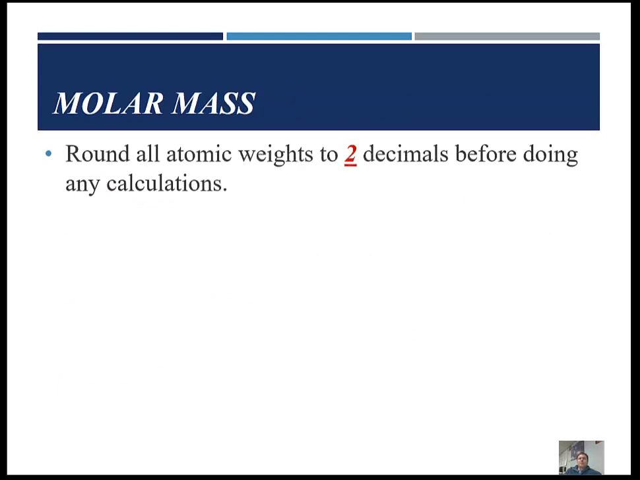So when we're using molar mass, what we want to do is round off all weights from the periodic table to 2 decimal places before doing any calculation. Anytime you take a number off the periodic table, the molar mass or atomic weight is going to be a decimal number, but we want to round that to 2 places just to standardize it for our class. So if we look up oxygen on the periodic table, it has a molar mass of 15.9994. We're going to round that to 16.00. So please do this every time. It'll make it a little bit easier for everybody.